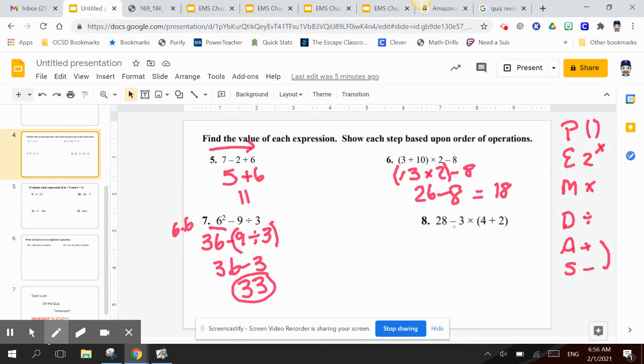Number 8, I have 28 minus 3 times the quantity of 4 plus 2. So I go back to my checklist. Do I have parentheses? Yes. So I do that first. 4 plus 2 is 6. I rewrite the rest of my expression. Do I have any exponents? No. Do I have any multiplication? Yes. So I stop here and I multiply first. 3 times 6 is 18. Rewrite the rest of my expression. I only have one operation left, so 28 minus 18 is 10.